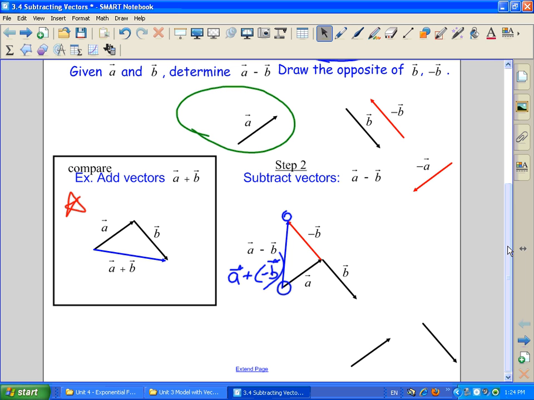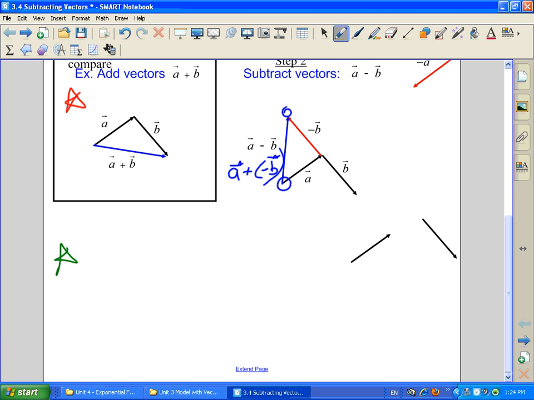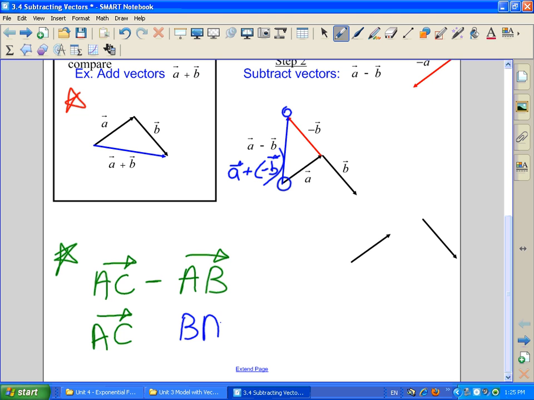And again, I want to mention something. I'm just going to choose a separate example here. If you're given a vector AC, and you were told to subtract AB, just remember that we've got this new philosophy that we're going to add the opposite. So the opposite of AB is BA, right? And instead of subtracting it, you're going to add the opposite.